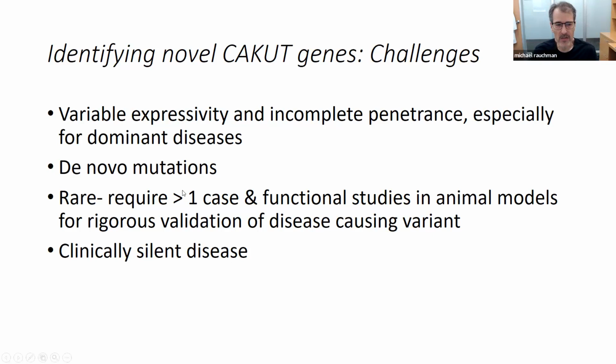The other challenge is these are de novo mutations, meaning that we can't construct pedigrees because they happen just in that individual, and they're very rare. So when you discover one case, it's not sufficient for you to conclude that that's really the cause. And then you need to start to find other cases and do functional studies in animal models to try and validate whether the mutation is really causing these defects. And finally, as I said, many of them are clinically silent, so they go undetected.